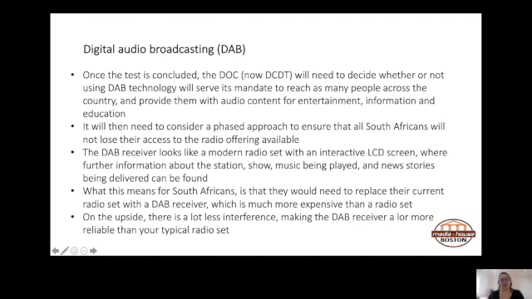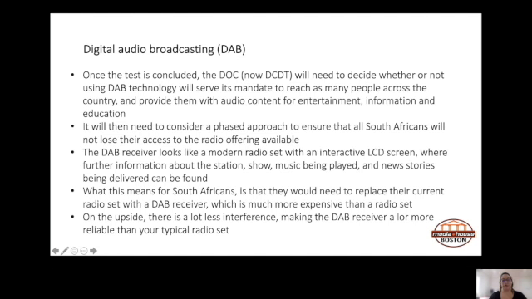So once the test is concluded, the Department of Communications, or how we know them now, the Department of Communications and Digital Technologies, FYI, if you didn't know that, now you do, these guys will need to decide whether or not using DAB technology will serve its mandate to reach as many people across the country as possible and provide them with audio content for entertainment, information, and education. So that is in essence, at the end of the day, the aim with DAB: to get it to as many people across the country as possible.